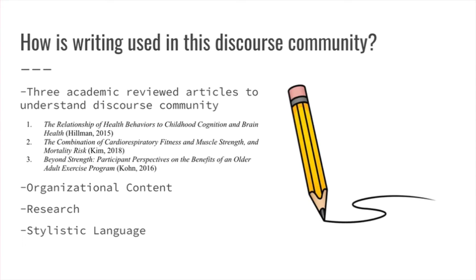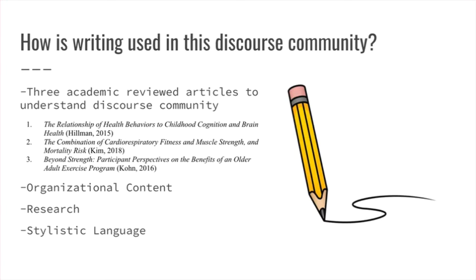So how is writing used in this discourse community? To understand and to help better answer this question, I'll be referring to 3 academically reviewed articles, which include The Research of Health Behaviors in Childhood Cognition and Brain Health, published by Hillman in 2015, The Combination of Cardiorespiratory Fitness and Muscle Strength in Mortality Risk, published by Kim in 2018, and finally Strength Beyond Strength, Participant Perspectives on the Benefits of an Older Adult Exercise Program, published by Cohen in 2016.